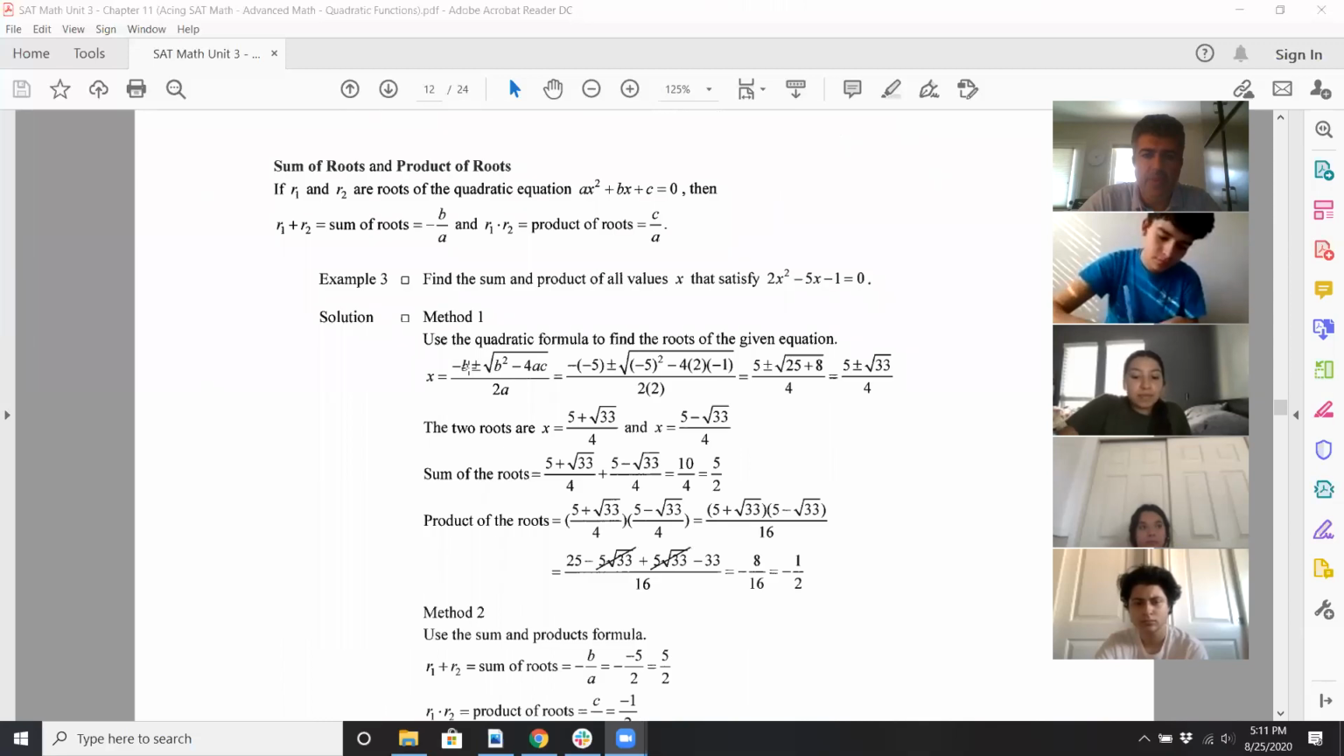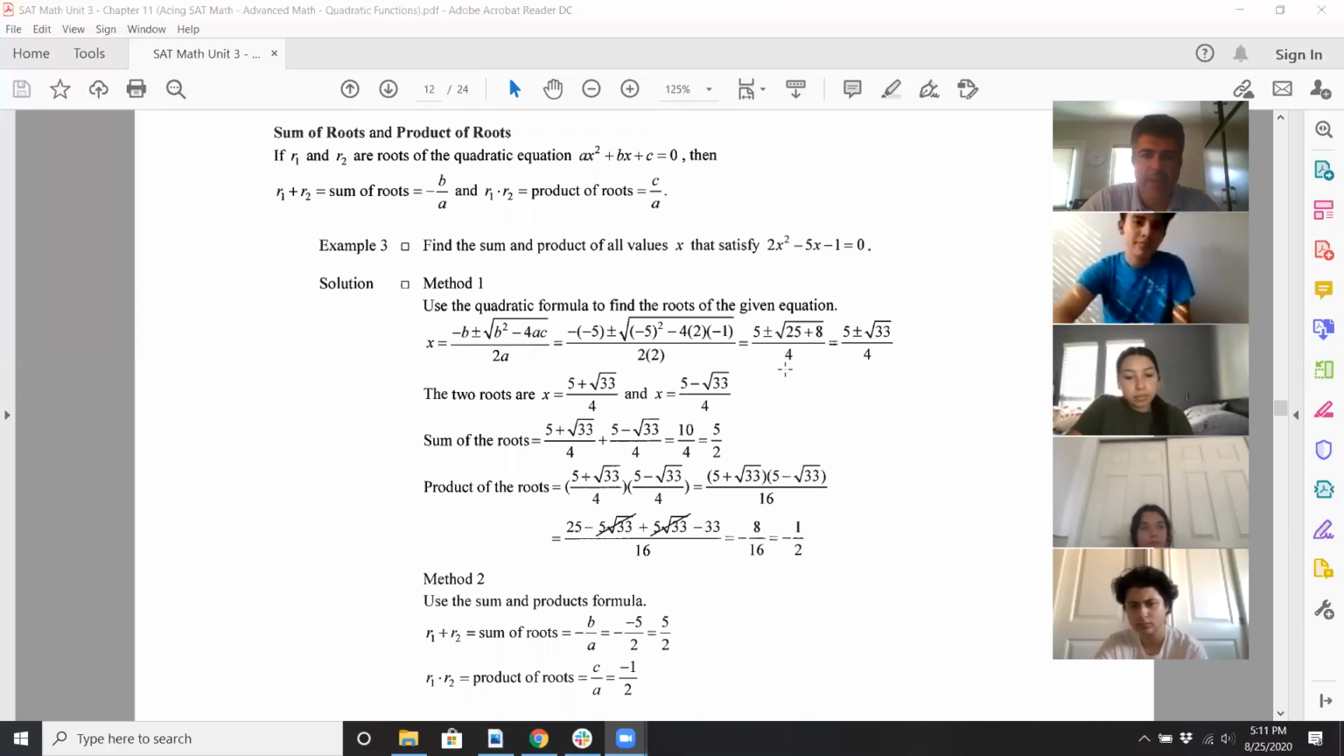Here's another one that's a little bit wacky. Find the sum and product of all values of x that satisfy this. Well, first you have to solve for x, right? So we do quad form, and then you can just add the roots or multiply the roots, and that's how you do it. There is kind of a fancy way of doing it, but I think just knowing how to solve, just stick with what you know. If you try to memorize something, then you forget what it might be doing.